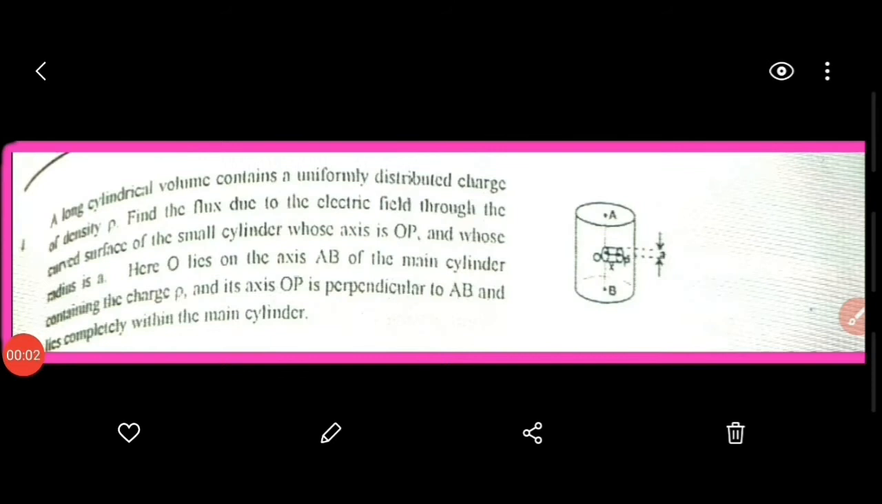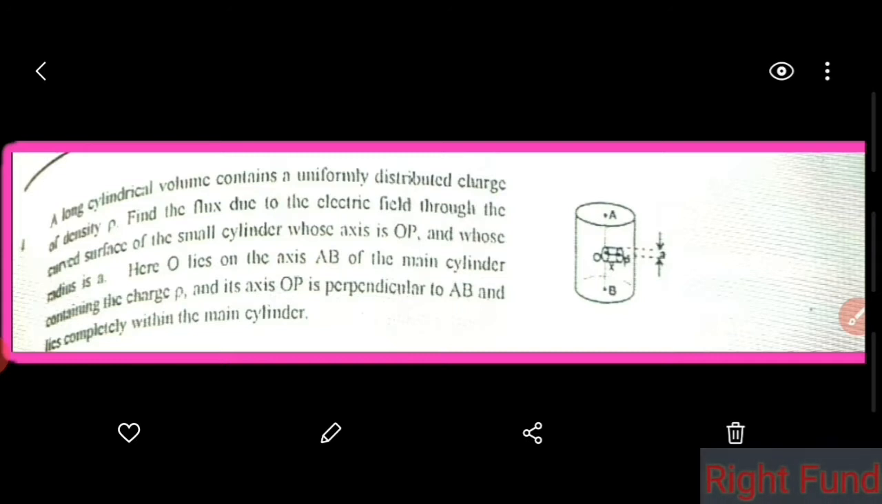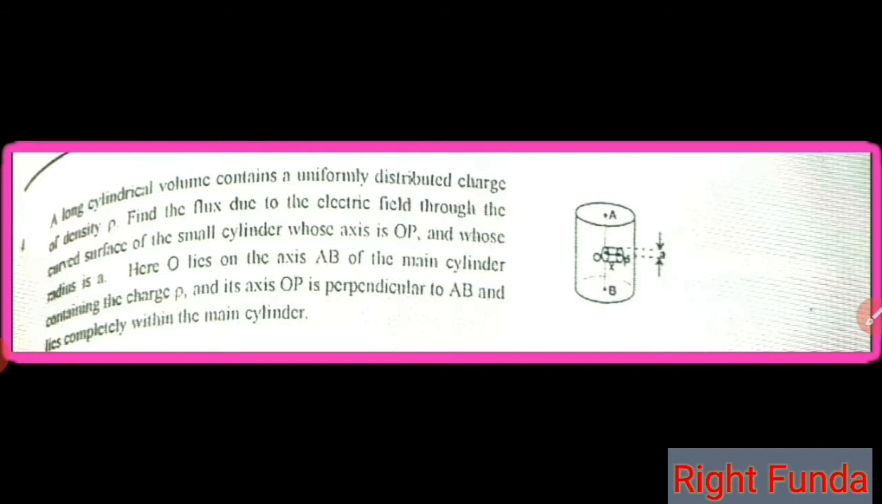Let's read the question. A long cylindrical volume contains a uniformly distributed charge of density rho. Find the flux due to the electric field through the curved surface of a small cylinder whose axis is OP and whose radius is small a. Here O lies on the axis AB of the main cylinder containing the charge rho, and its axis OP is perpendicular to AB and it lies completely within the main cylinder.